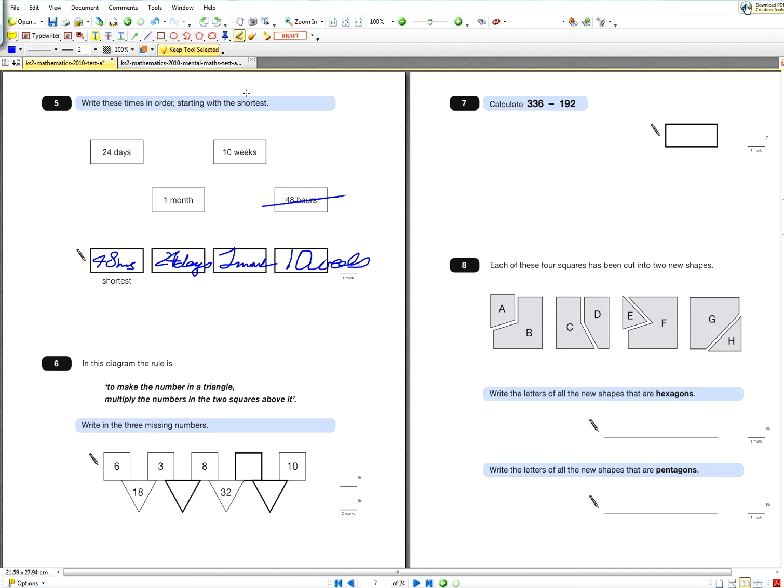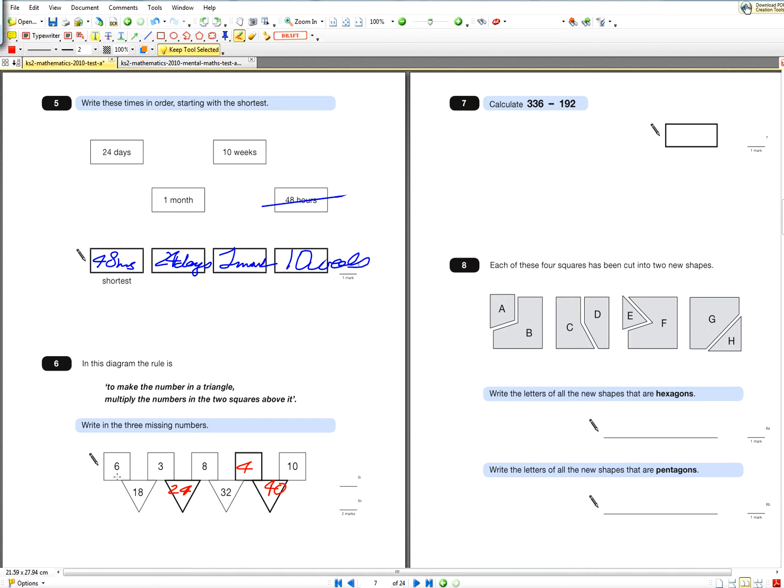Let's have Mr. Ilyas. You can do number 6 for me, please. So we've got here 6 times 3. What are we doing here? 3 times 8 is? 24. And then 8 times 4 is 32. Lovely, because you're working backwards now. Then 4 times 10 is? 40. Excellent.